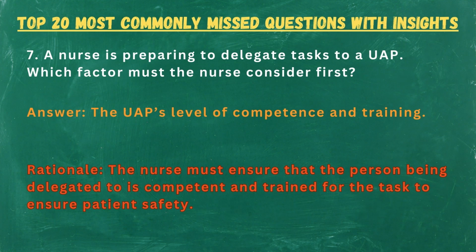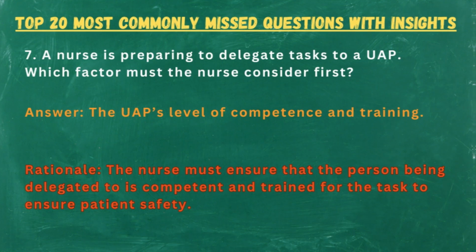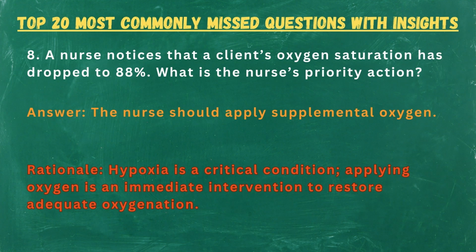7. A nurse is preparing to delegate tasks to a UAP. Which factor must the nurse consider first? Answer. The UAP's level of competence and training. Rationale. The nurse must ensure that the person being delegated to is competent and trained for the task to ensure patient safety. 8. A nurse notices that a client's oxygen saturation has dropped to 88%.